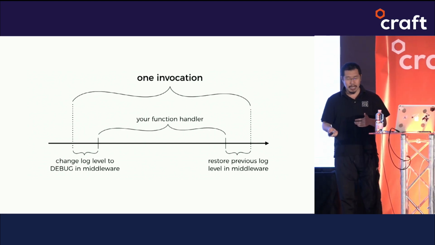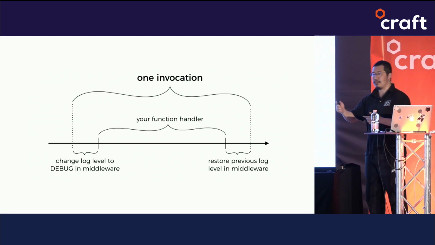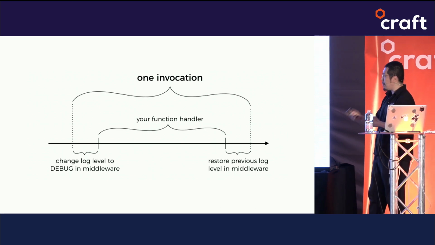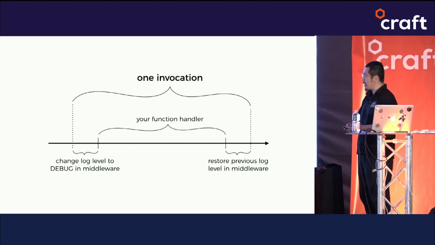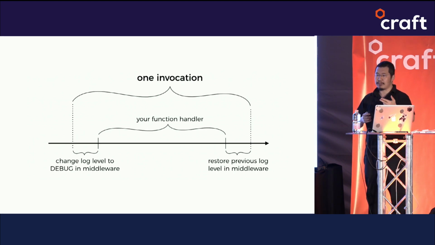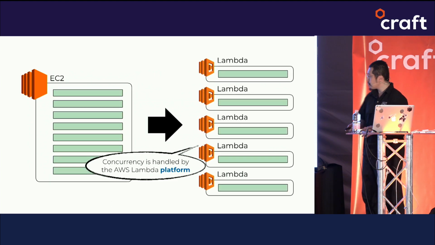So if in production I'm logging at an error level, for 1% of the invocations I can switch the logging level to debug for just that 1% of the invocations. And I can do that because the logger allows me to change the log level dynamically on the fly by changing the environment variable itself.